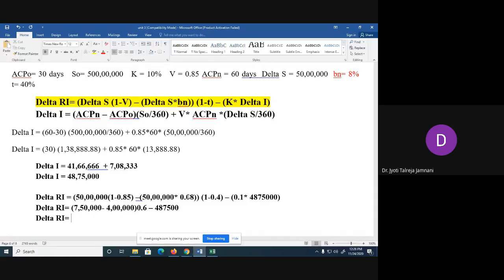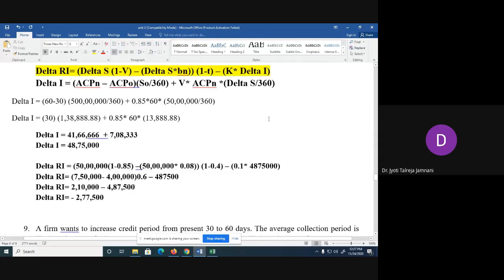So delta Ri is equal to 7,50,000 minus 4 lakh, which is 3,50,000. 3,50,000 into 0.6, minus 4,87,500. So you get negative 2,77,500.